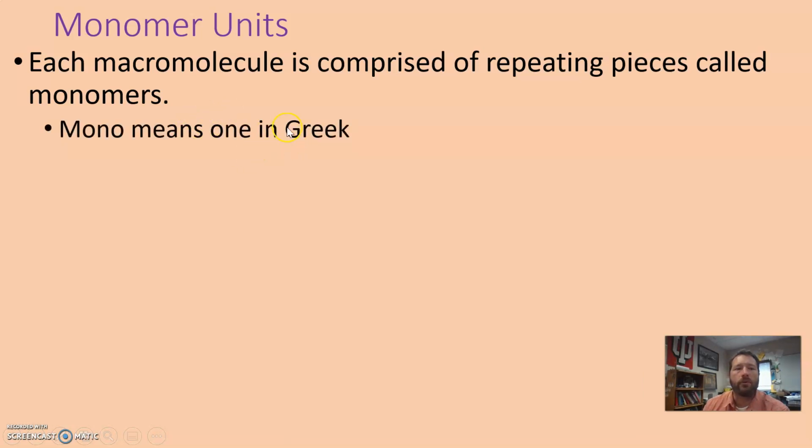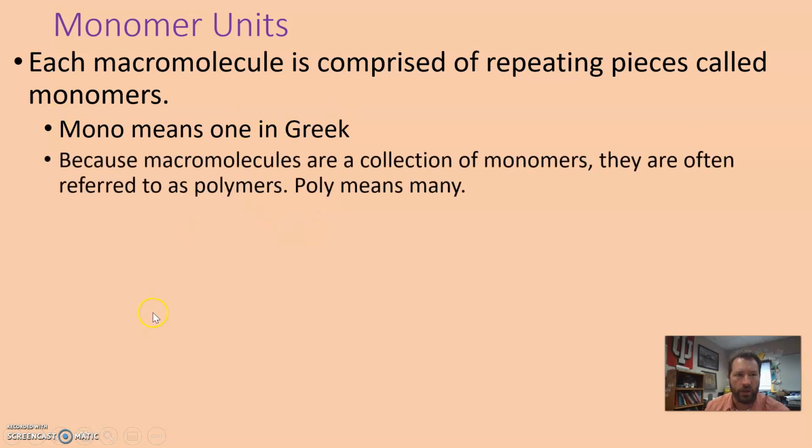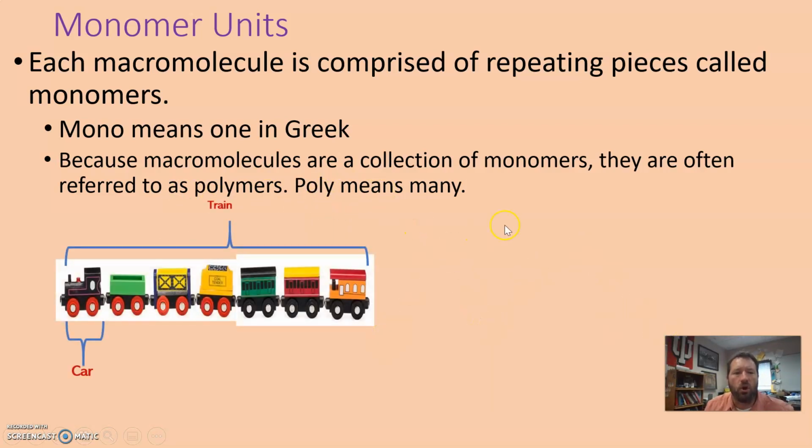So each of our macromolecules is made up of these repeating subunits that we call monomer units. Mono in Greek means one. So you have just one monomer, it's just one of them. You start to put them together into these longer and longer chains, and you get what we call a polymer. Poly means many. So a lot of times we call our macromolecules polymers. They're a collection of a lot or many monomers.